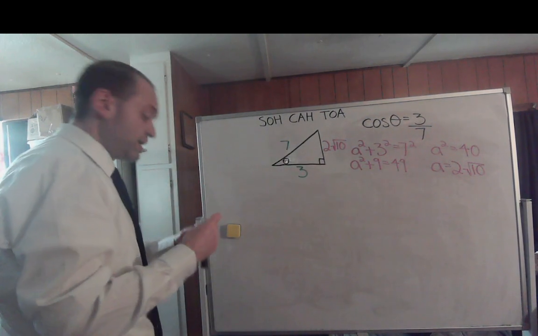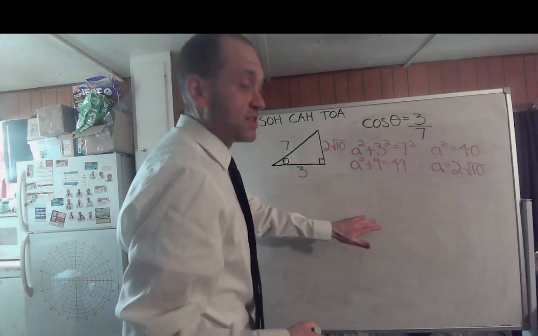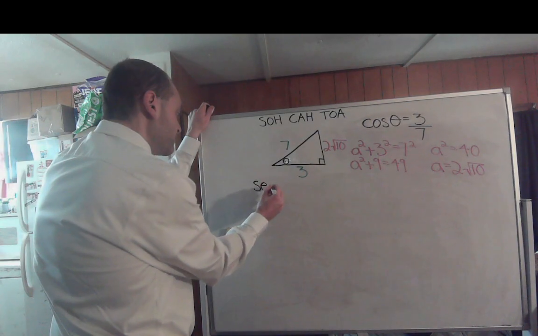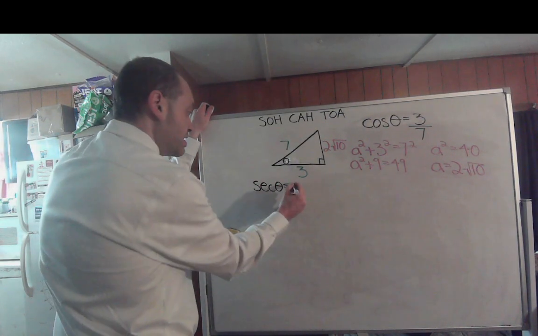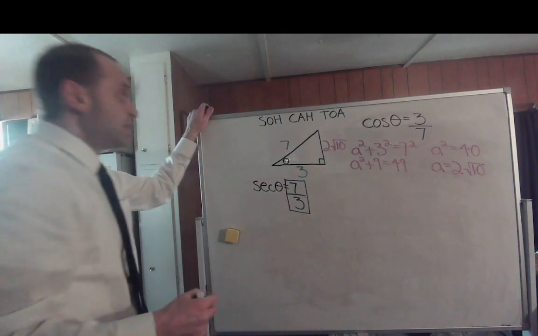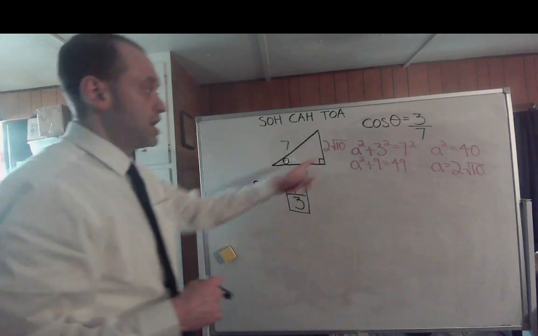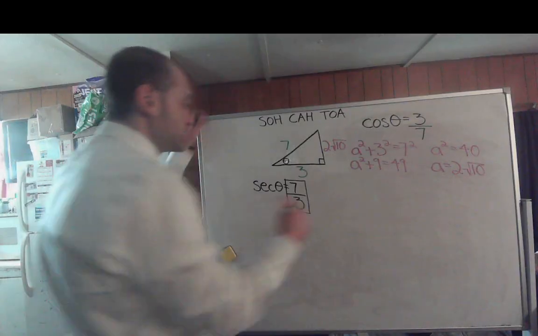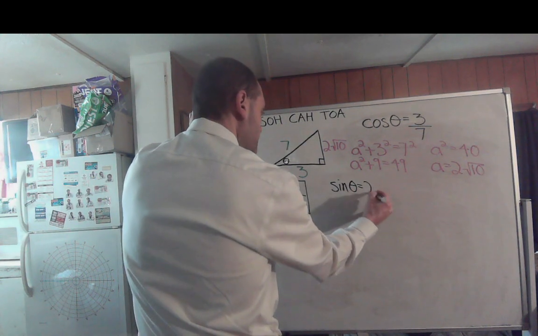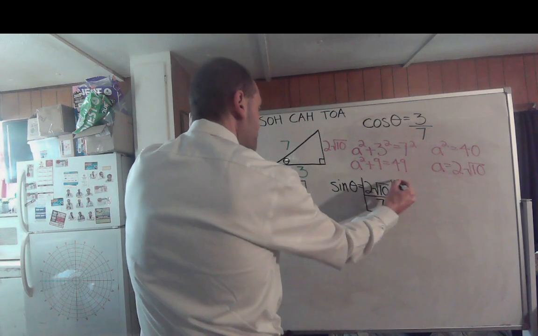Alright, so now we're ready to proceed with the other angles. Since they gave us the cosine, it might be easiest to find the secant, which is the reciprocal of that. The reciprocal of 3/7 is going to be 7/3. So the secant of theta would be 7/3. From here we could go anywhere. So what about the sine of theta? That's always going to be your opposite leg over your hypotenuse. So in this case, the sine of theta is going to equal 2 times the square root of 10 all over 7. So there's your sine.